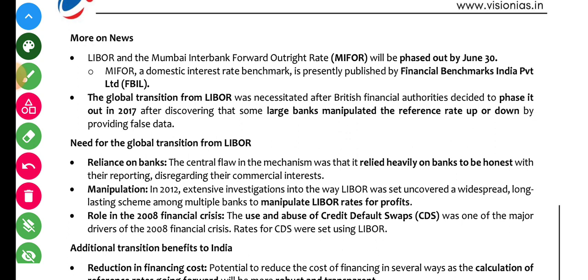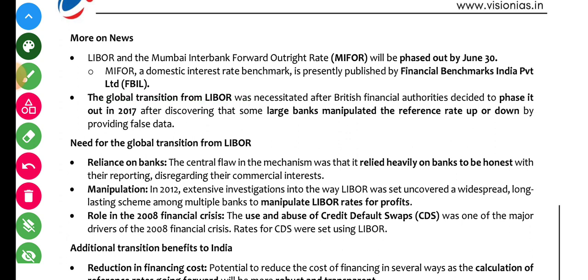More about the news. LIBOR and the Mumbai Interbank Forward Outright Rate will be phased out by June 30. Mumbai Interbank Forward Outright Rate is a domestic interest rate benchmark. These are benchmarks, okay? So keep this in mind. Mumbai Interbank Forward Outright Rate is for the Indian banking system, the Indian benchmark, and London Interbank Offered Rate is for the international banking benchmark. Okay, so keep this in mind.